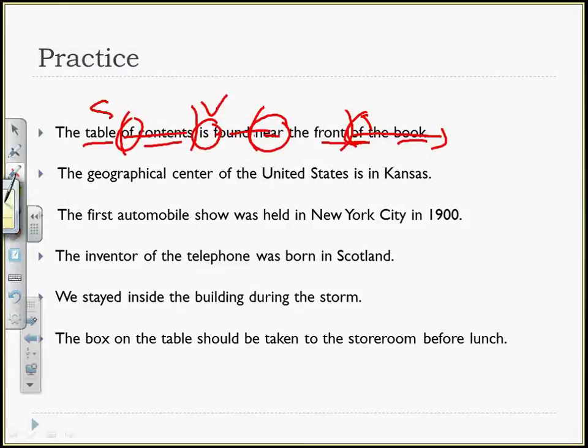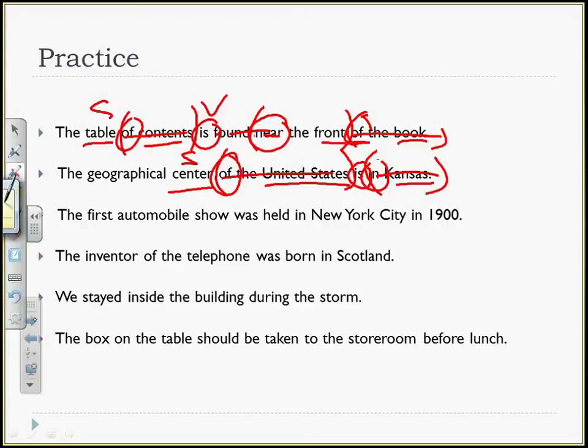Let's try another one. The geographical center of the United States is in Kansas. So now we've got of the United States is one of your prepositional phrases because it starts with that preposition and it ends with a noun. And your other prepositional phrase is in Kansas. It starts with a preposition and ends with a noun. So now we can find our subject and verb, and we've got center is our subject and is is our verb. Once again, you can see that eliminating the prepositional phrases helps you to declutter the sentence so that you can identify the subject and the verb.